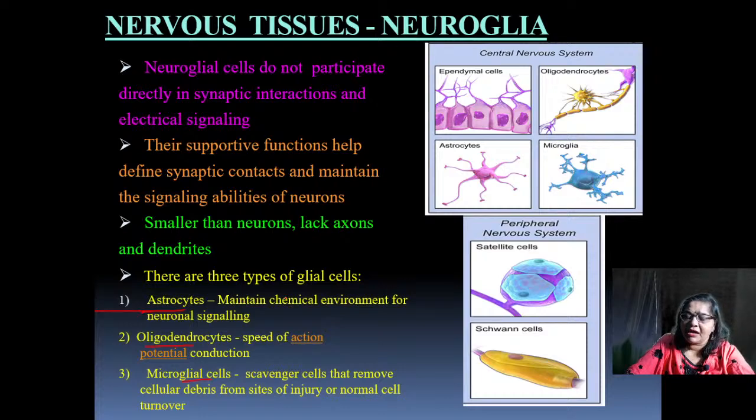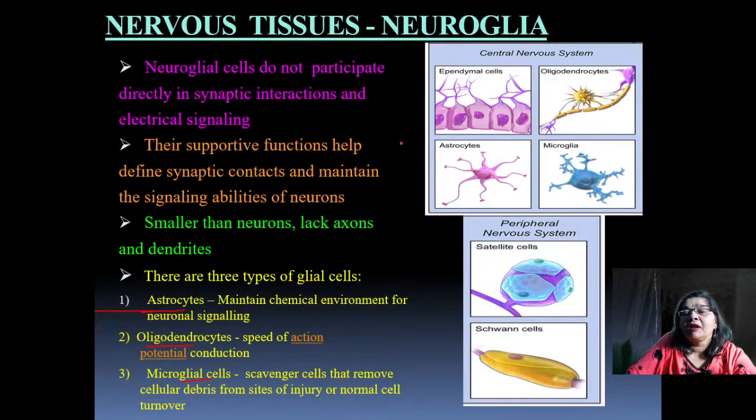These astrocytes are star-shaped cells and they maintain the chemical environment for neuronal signaling. The oligodendrocytes help in speeding up the conduction of the nerve impulse, and the microglial cells are basically the scavenger cells that remove the cellular debris found at the sites of injury. Any kind of mechanical injury takes place, or the normal cell turnover during cell division. So these are the different types of neuroglial cells.